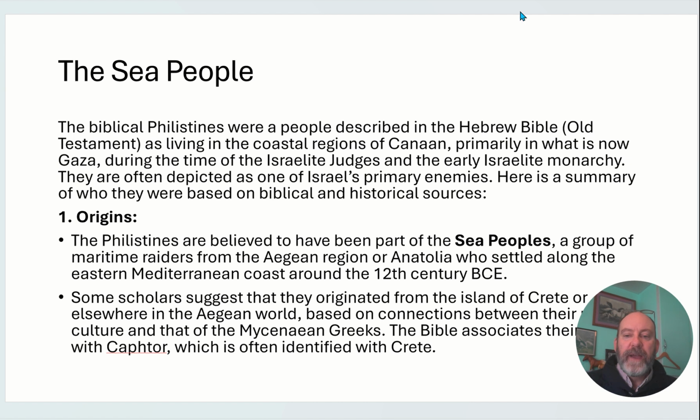So I think they're the Sea People, except the ones that come from Anatolia, maybe on foot. Some scholars suggest that they're originally from the island of Crete or elsewhere in the Aegean world, based on connections between their culture and that of the Mycenaean Greeks. So later on, we'll get to Mycenaeans and Minoans and get a better understanding of those two cultures.